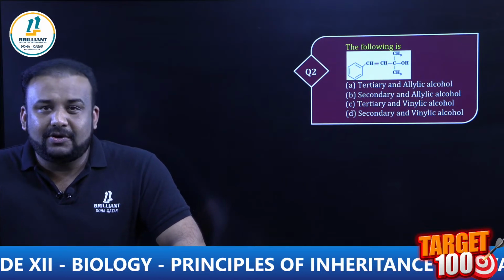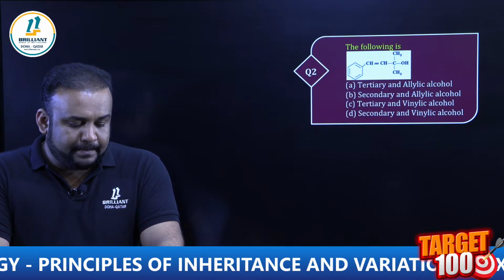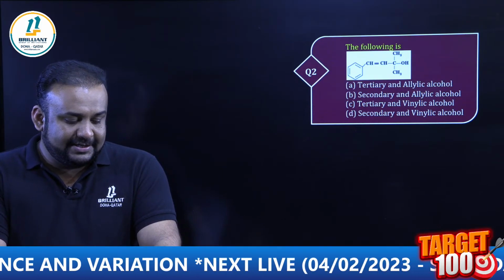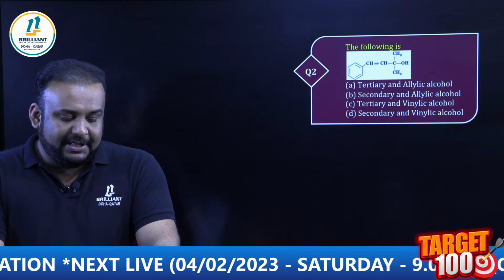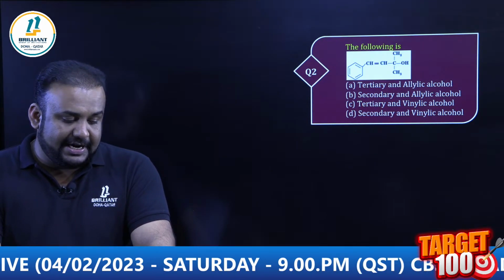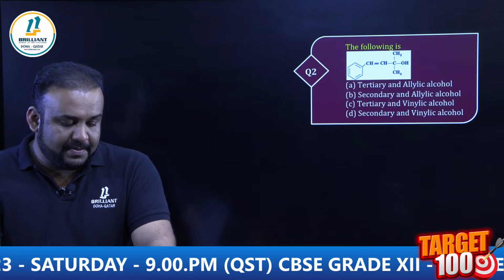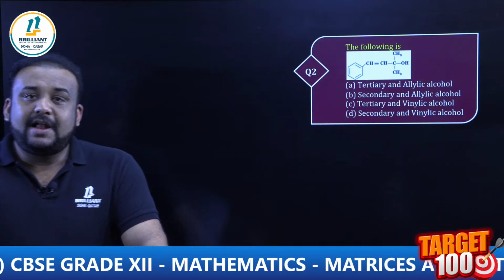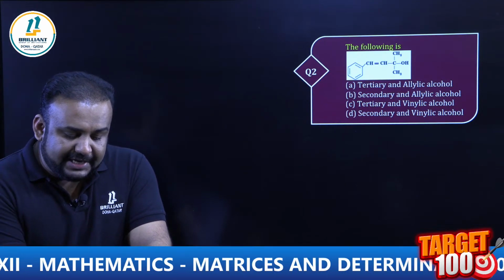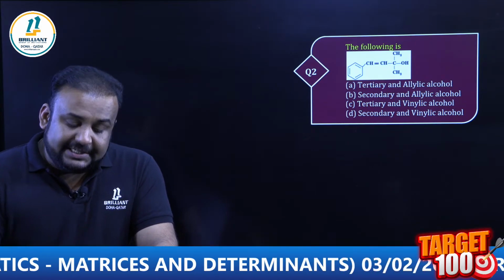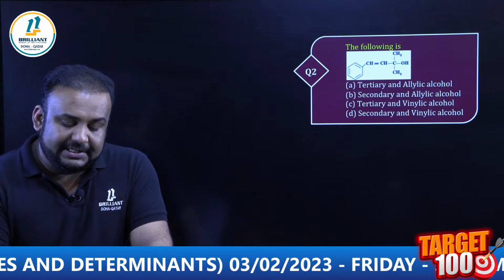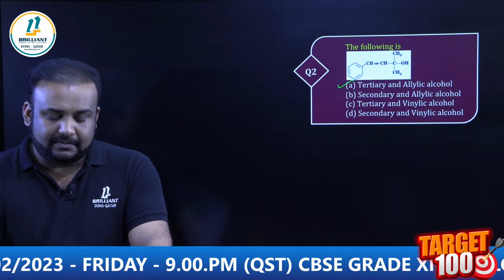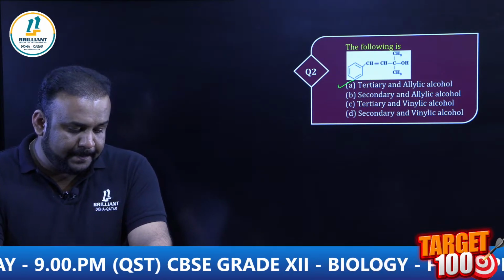So what do you call such alcohols? I'm waiting for your answers. An sp3 carbon attached to an OH group, which is in turn attached to sp2. Yes, so they are allylic alcohols. So here we can see that it is a tertiary alcohol as well as an allylic alcohol. So the right answer will be A. I hope this is clear to everyone.